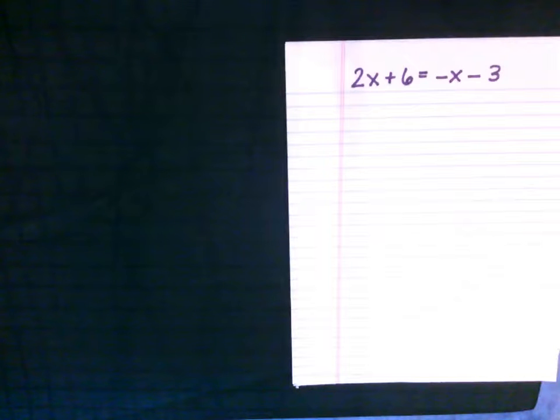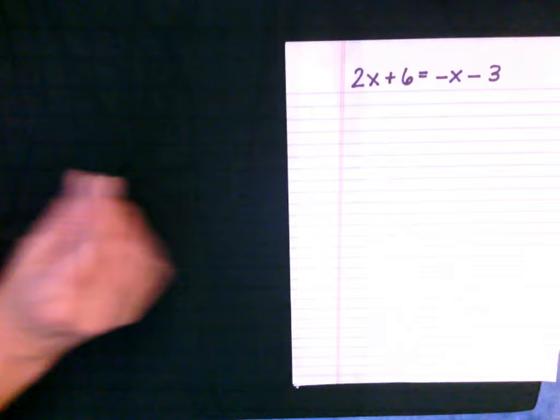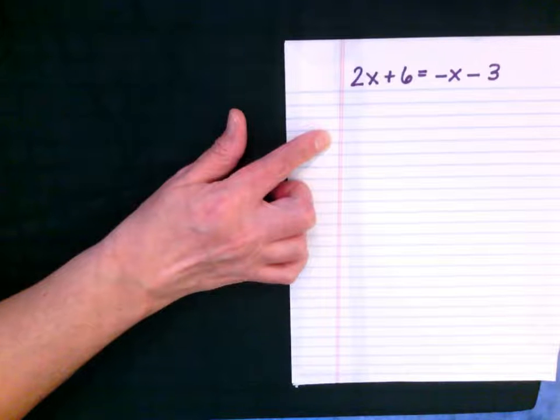In this video, we're going to look at how you can use algebra tiles to illustrate the steps to solve an equation. For instance, like this one here, 2x plus 6 equals negative x minus 3.